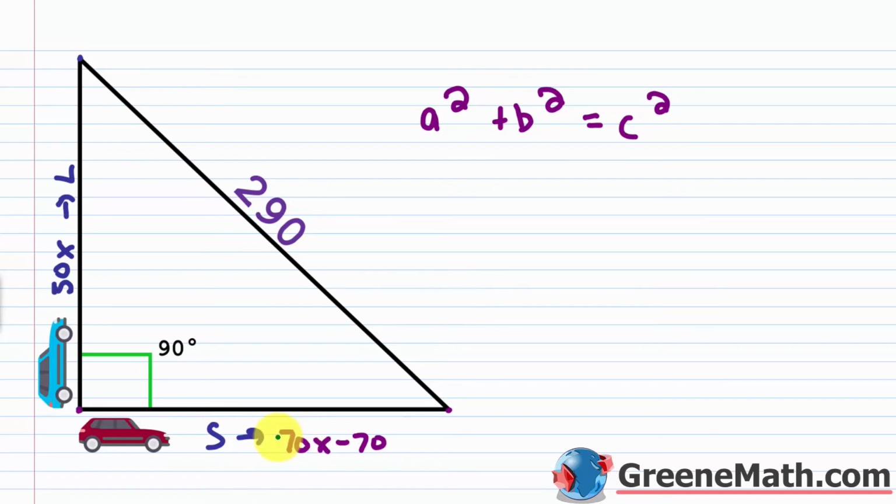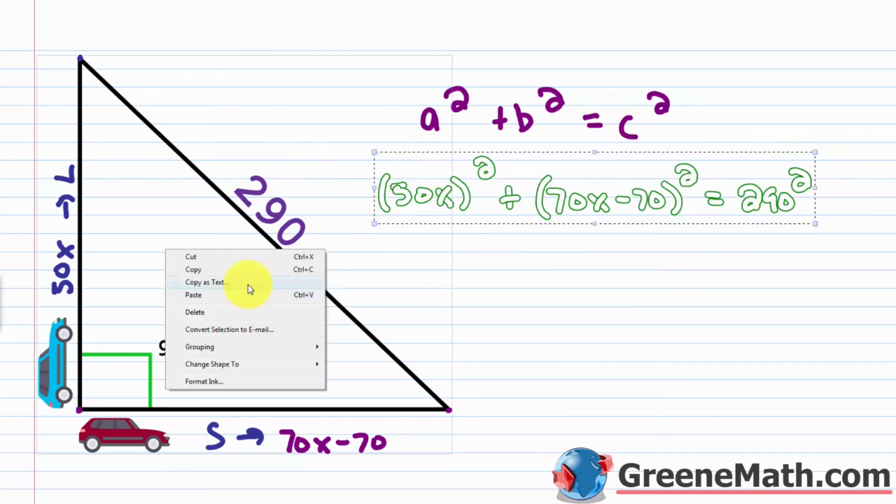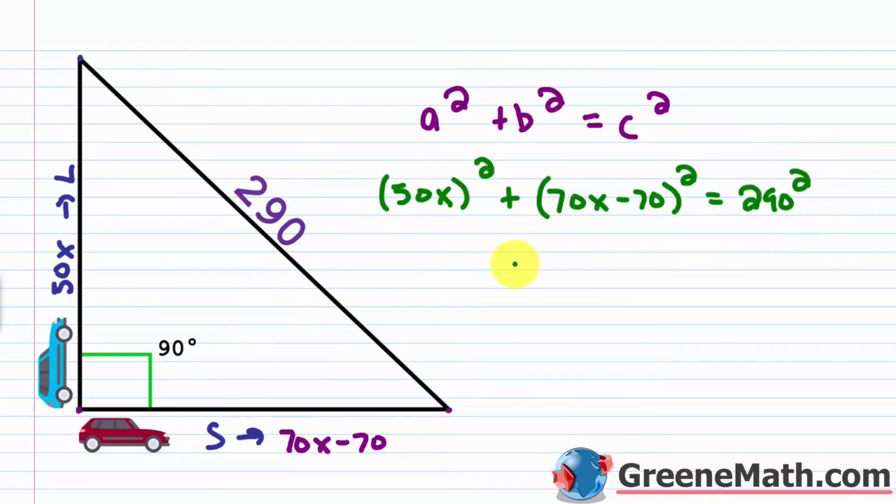So we end up with 50x, that quantity squared, plus the quantity 70x minus 70, the whole thing squared, so make sure you wrap it in parentheses. And this equals our hypotenuse, which is 290. So that amount is going to be squared. We're going to copy this and go to a fresh sheet because we'd run out of room here, because this is going to be quite tedious.